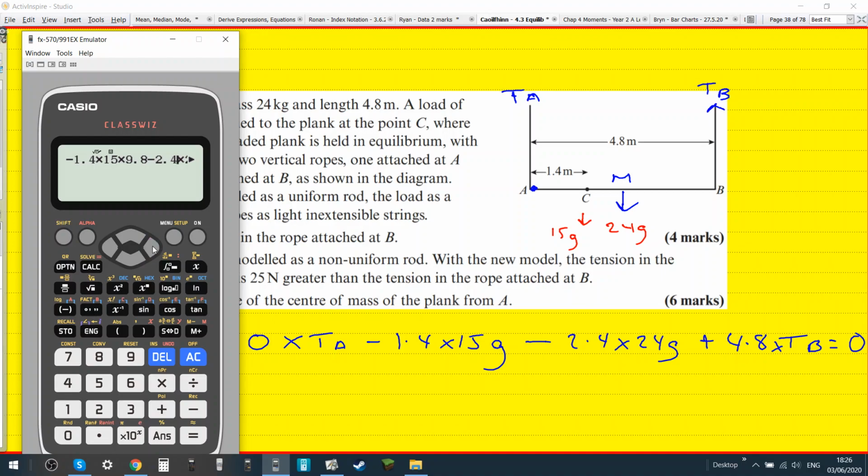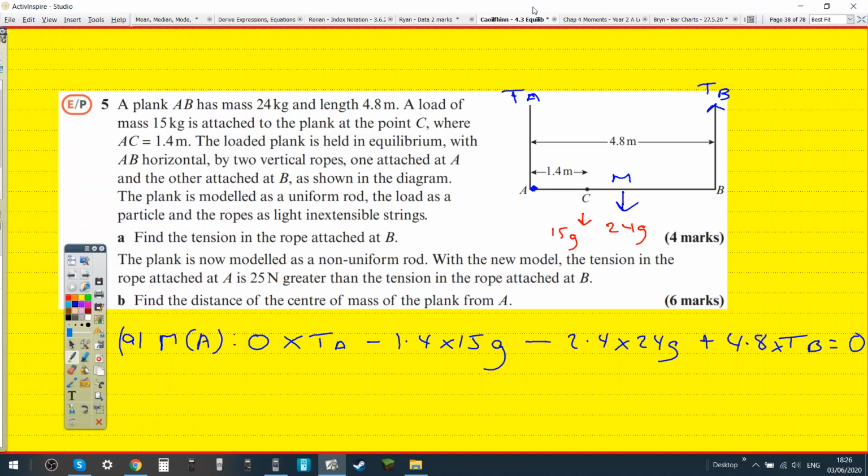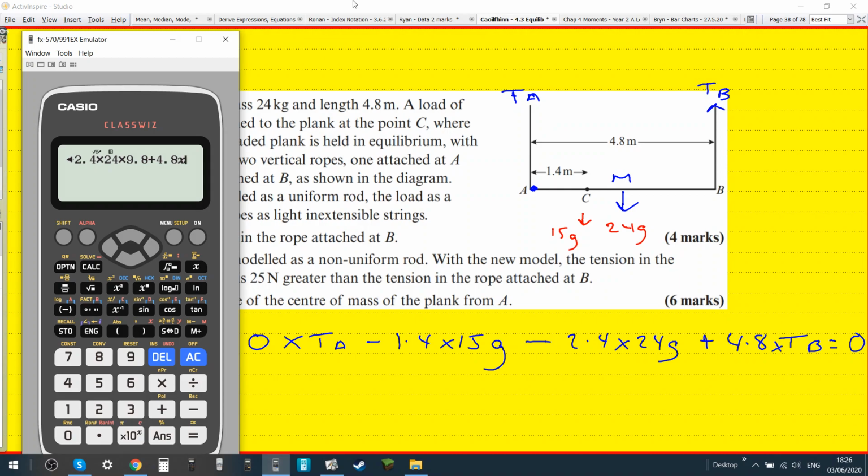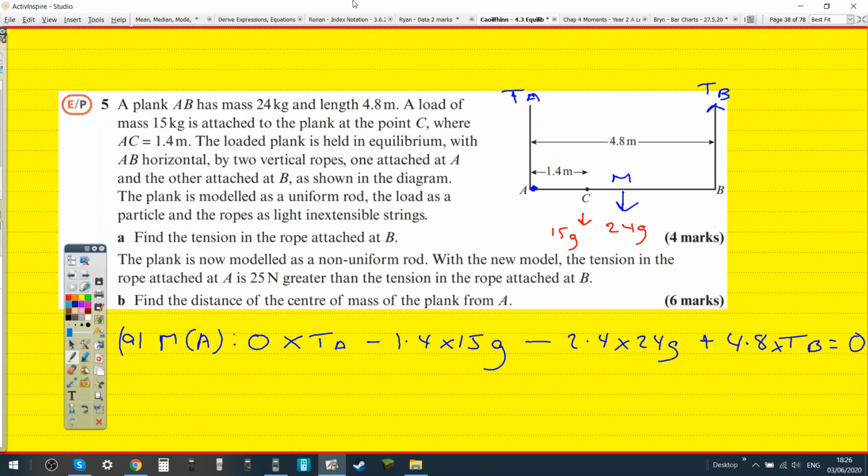And that's a minus. I did minus 2.4 times 24 times 9.8. Yeah. And I did plus 4.8 times that x. The whole thing's equal to 0. And the calculator solved it for me. And that's what I got.